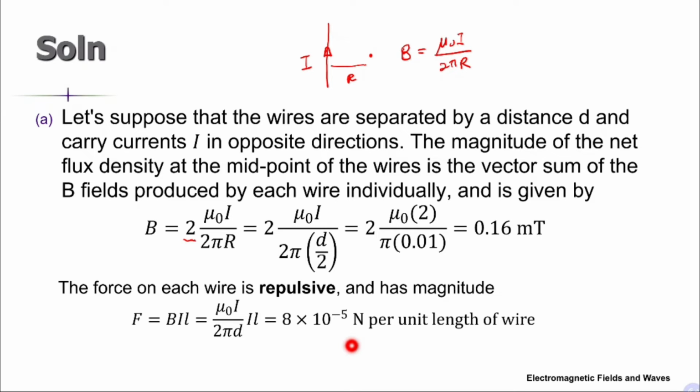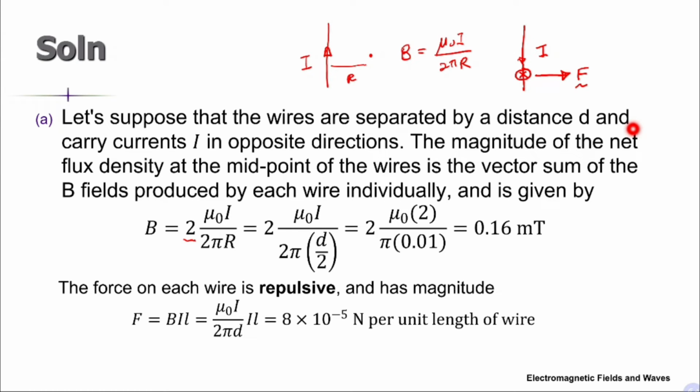And then to find the force, again, you can use your right hand rules. So you have one going up and one coming down. We know that the magnetic flux at this point is going into the page with a current going down. Using your right hand rules, you find that the force will be in this direction.